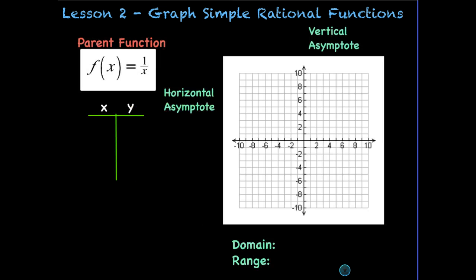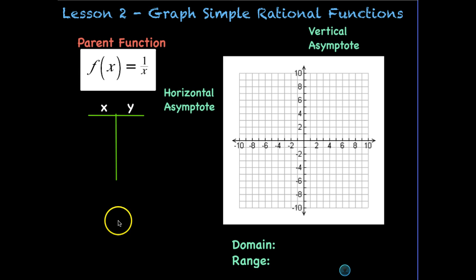Let's get started. Let's start by looking at the parent function. The parent function is 1 over x. That's the parent rational function. Very similar to y equals x or y equals absolute value x. And we've even looked at parent functions with quadratic equations. So today we are going to start rational function graphing.